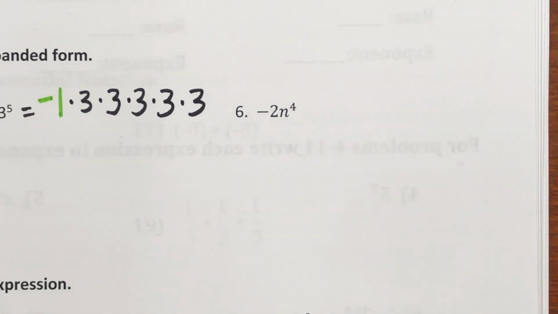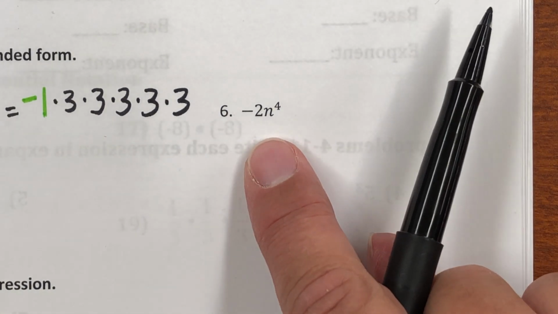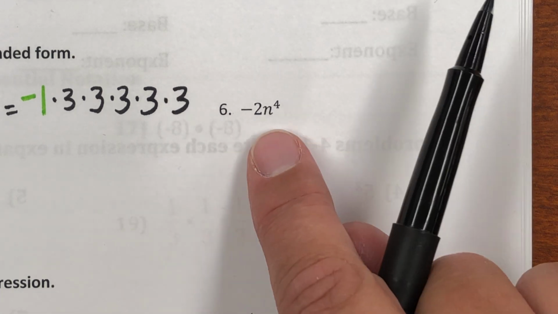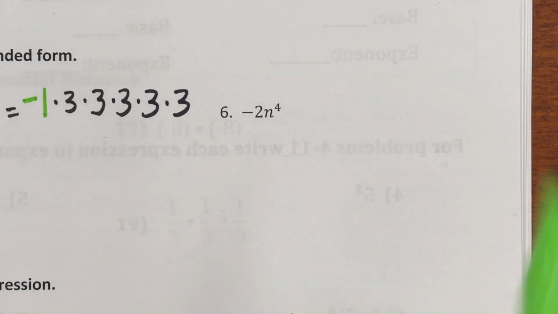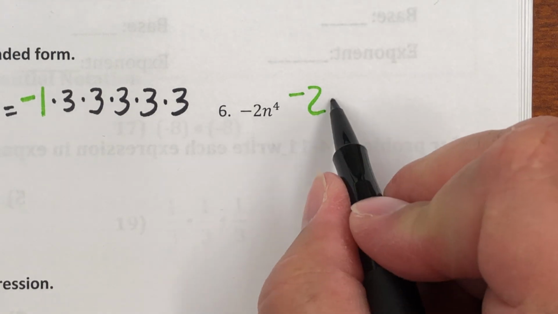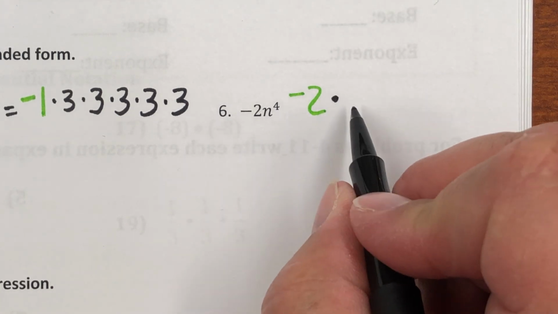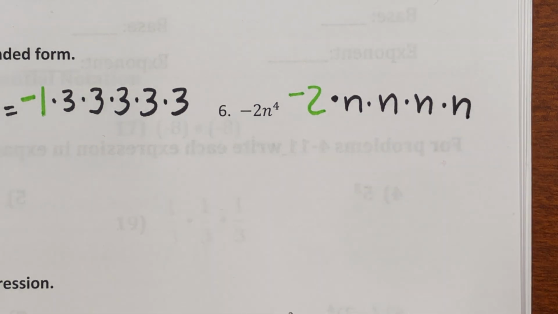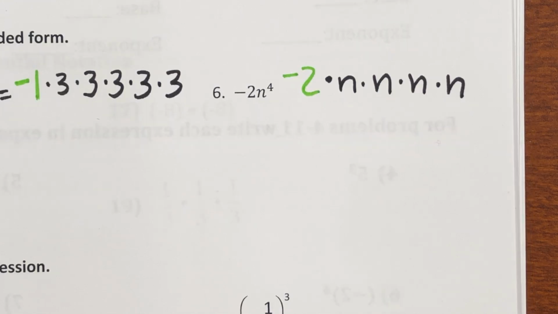For the next one, the base is n, so it's going to be -2 times n to the 4th power. So it's -2 times, and I'm going to use n as a factor 4 times. That's a level 2 problem. I think almost everybody can do those problems. The key is to remember that without parentheses, it's -1 times the base.